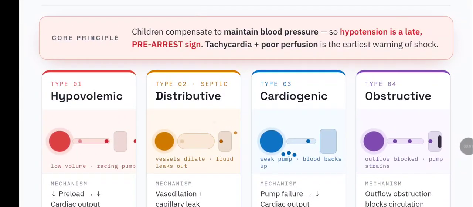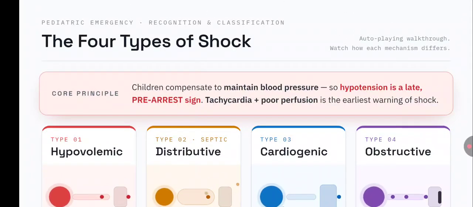Here you can see clearly the 4 types of shock. Before we start, I need you to know our first important difference between the pediatric and the adult population in the shock condition.